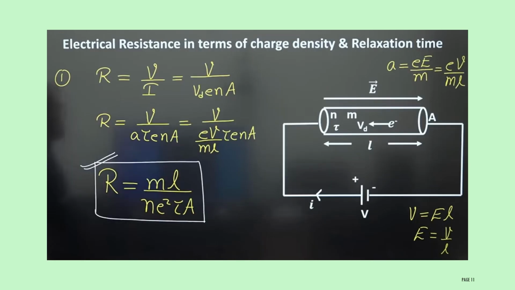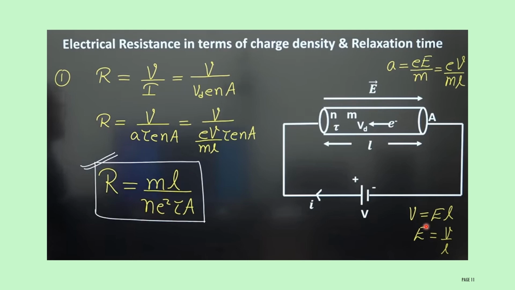Let us discuss the expression for electrical resistance in terms of charge density and relaxation time. Resistance equals V by I, which equals V divided by VD e n A. VD is nothing but drift velocity. Substitute the value of drift velocity, VD equals a into tau, in this formula, so it equals V divided by a tau e n A. Then you know a is acceleration, acceleration equals force divided by mass, force equals small e capital E, divided by m.